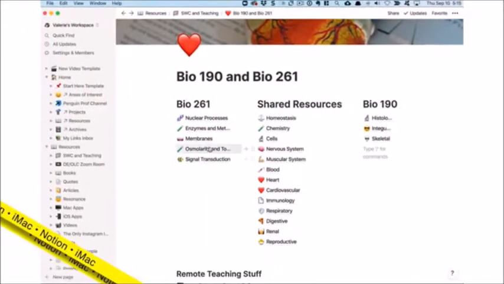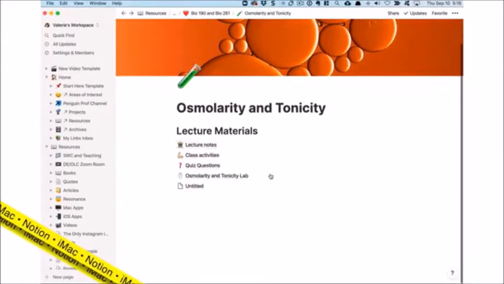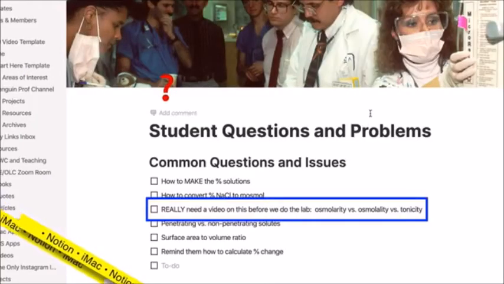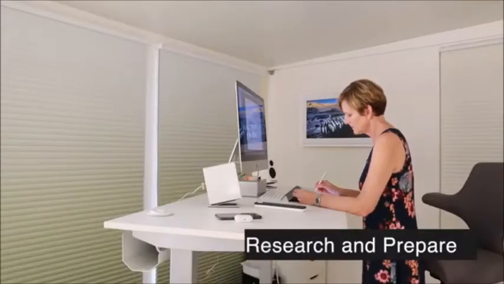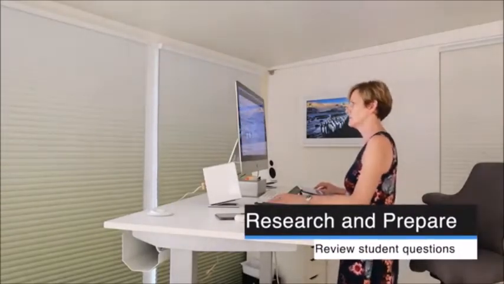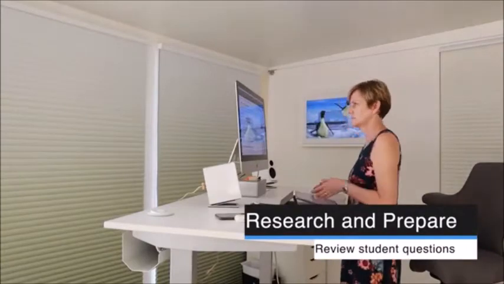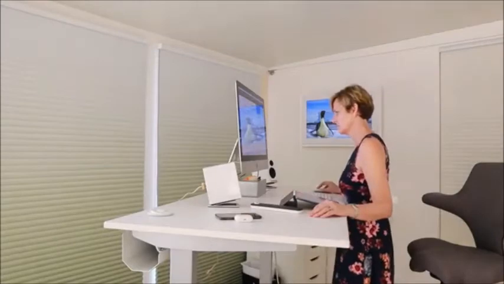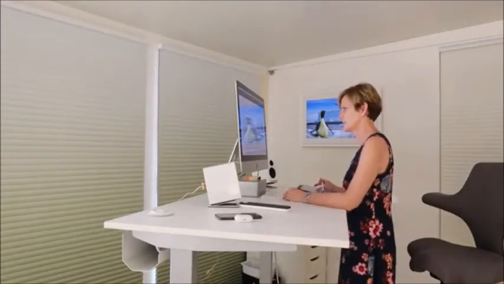I keep all of my teaching resources in Notion. I love Notion so much. And one of the many things I keep track of are student questions. So after every unit that I teach, I make notes about student questions and problems that come up during lab. And I keep track of the videos that I want to make in the future. And so when I sit down to do research, that's where I start.